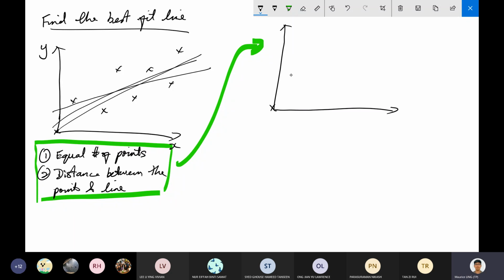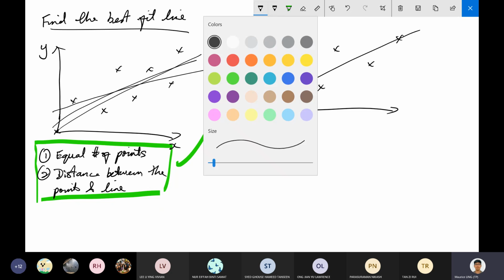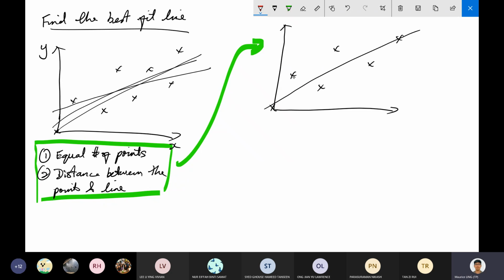So I'm just going to roughly redraw the whole thing around there. Okay. So for my best fit line, number one is that there must be equal points up and down. The second is the distance. Let me use a different color. The distance between the points should be more or less equal. Okay. And if we call this distance E, the error.